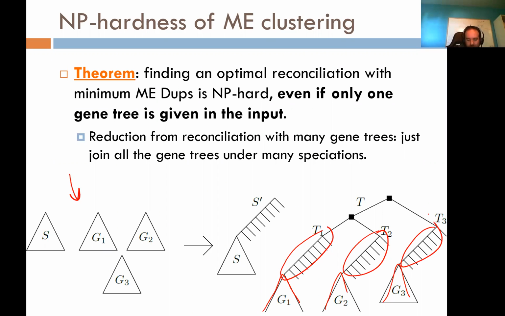And that essentially amounts to reconciling each gene tree separately, as if what is above did not exist. Okay, so that was a lot easier to show. So even if we have a single gene tree under this model, the problem is NP hard.